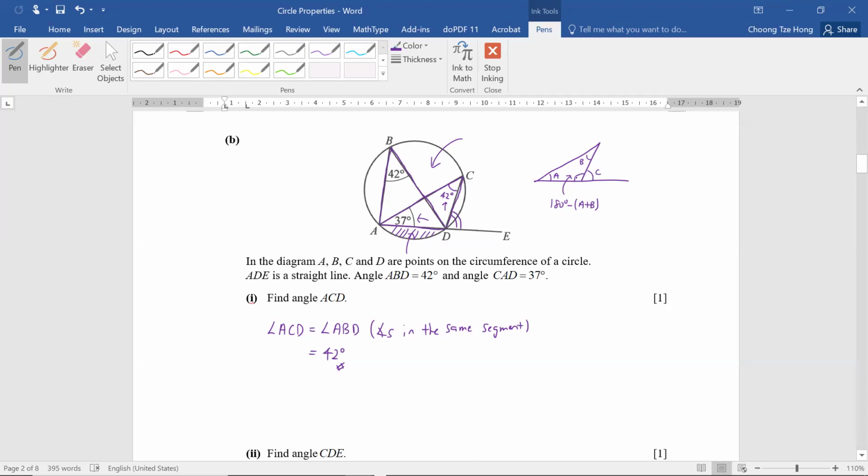Can I express that same angle in terms of C now? There are adjacent angles on a straight line, so it will be 180 minus C. So in this case, we can see that C equals A plus B. A and B are the interior opposite angles to C, so we can apply this property. In this case, angle CDE will then just be 37 plus 42.